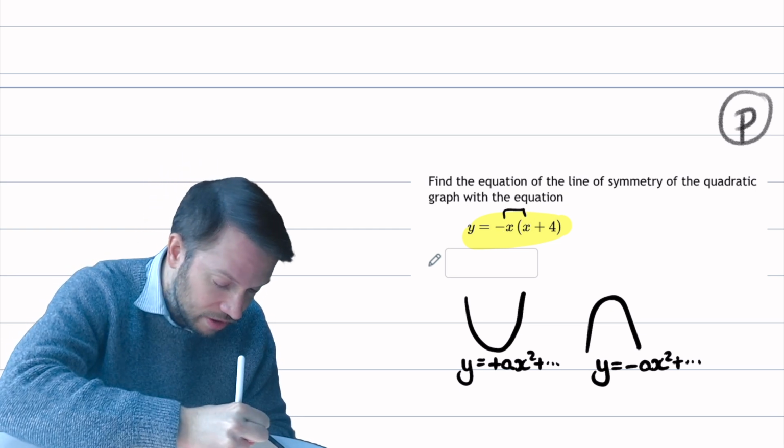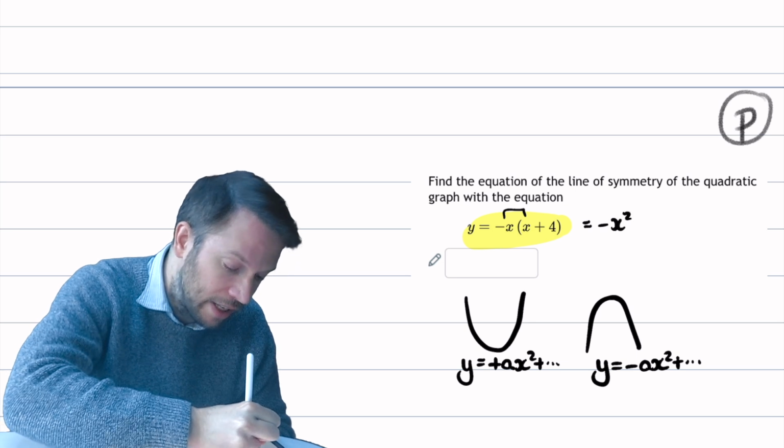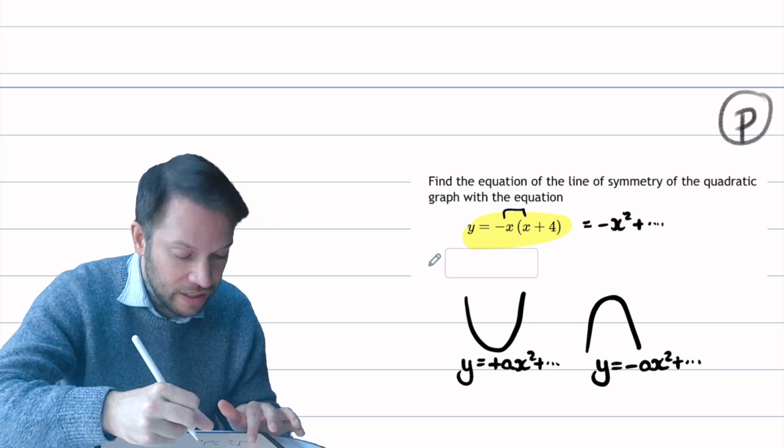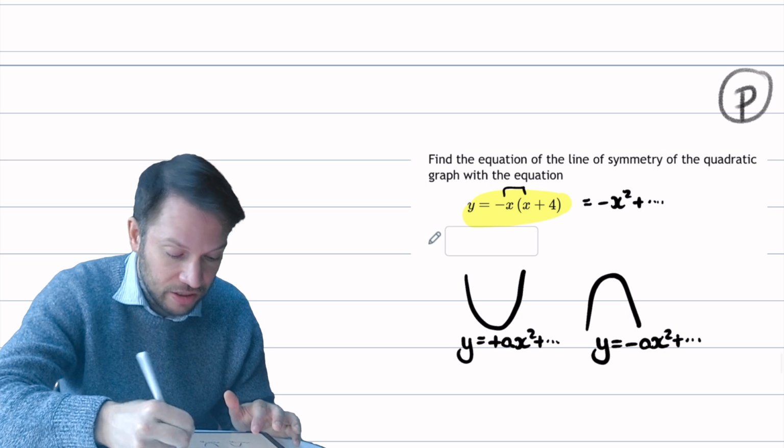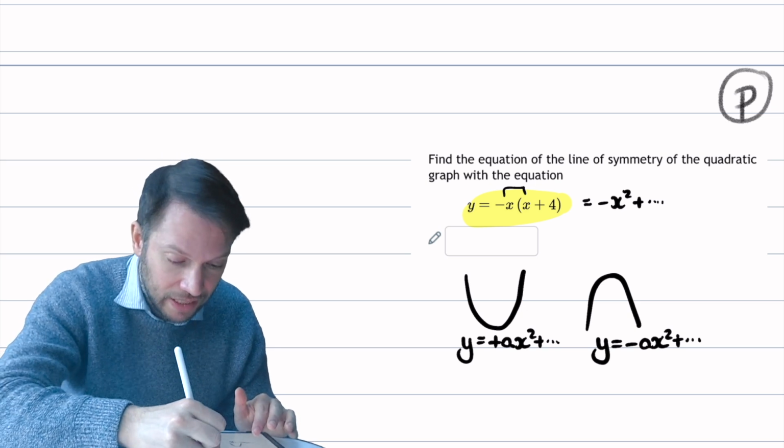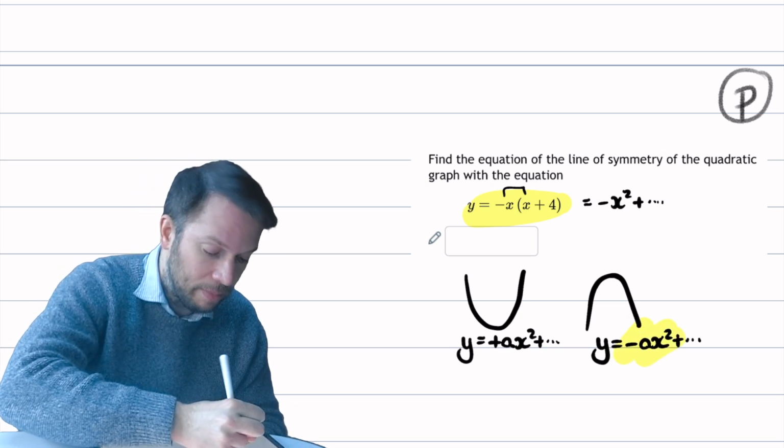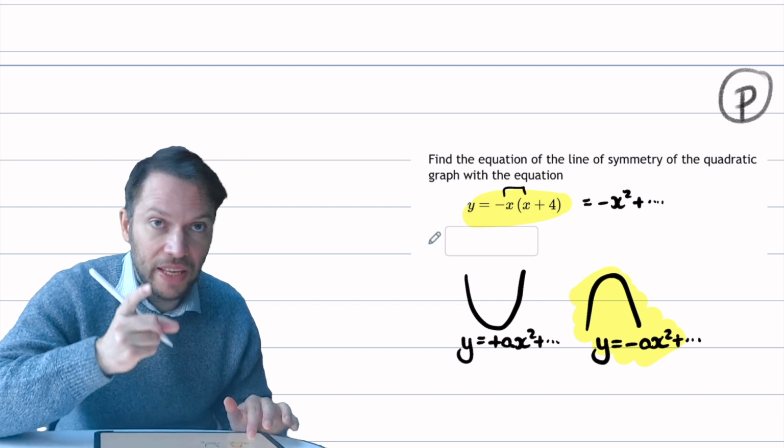So in this particular example, if you consider the expansion of this, this would be minus x times x, which is minus x squared. And then we don't really care about the rest of the expansion. We can see that it's a negative x squared term. Therefore, it's going to be a negative quadratic. It's going to be this shape here, right? So it's going to be the hill shape.